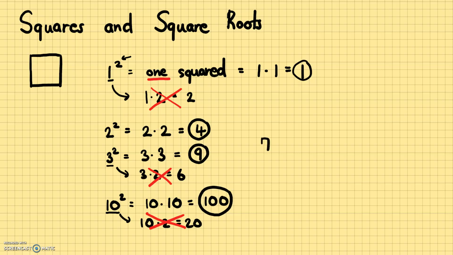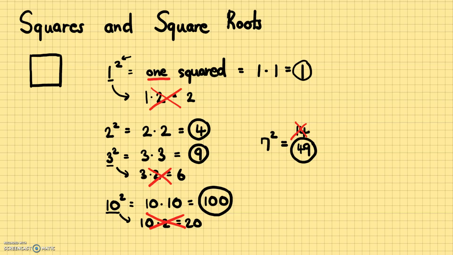Let me give you a question here. What would 7 squared equal? If you said 14, you are not correct. Make sure you don't do 7 times 2. Make sure you're doing 7 times 7, so the answer would be 49.